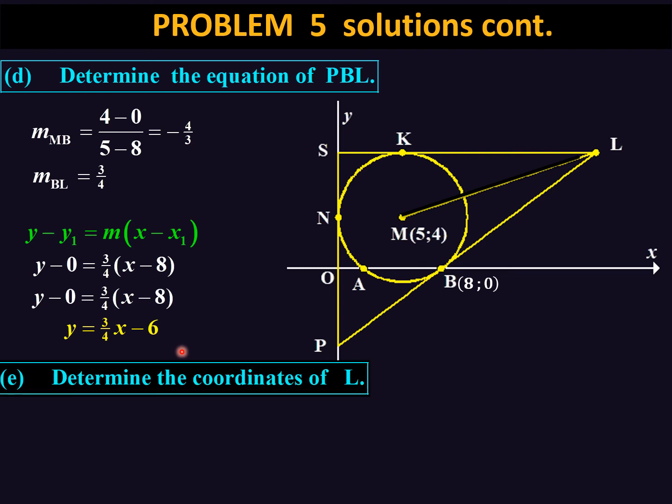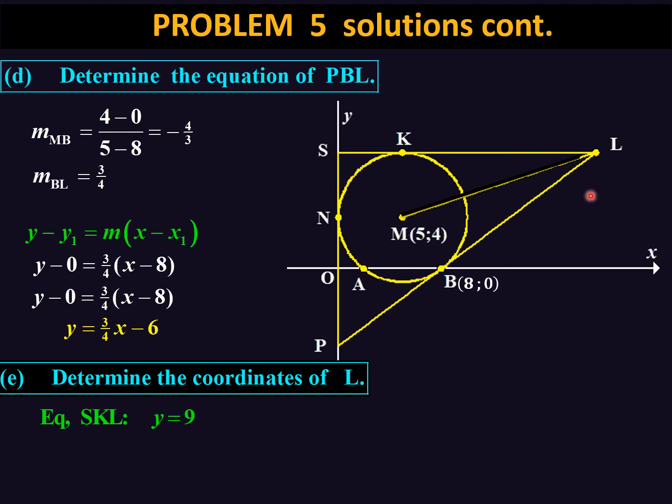Now let's look at our last question. Determine the coordinates of L. Where is L? There's L. Where is it? It's on SKL. Where else is it? Always twice. It's on PBL. And what is L? L is the point of intersection. What do we do with our point? We have to solve simultaneously.